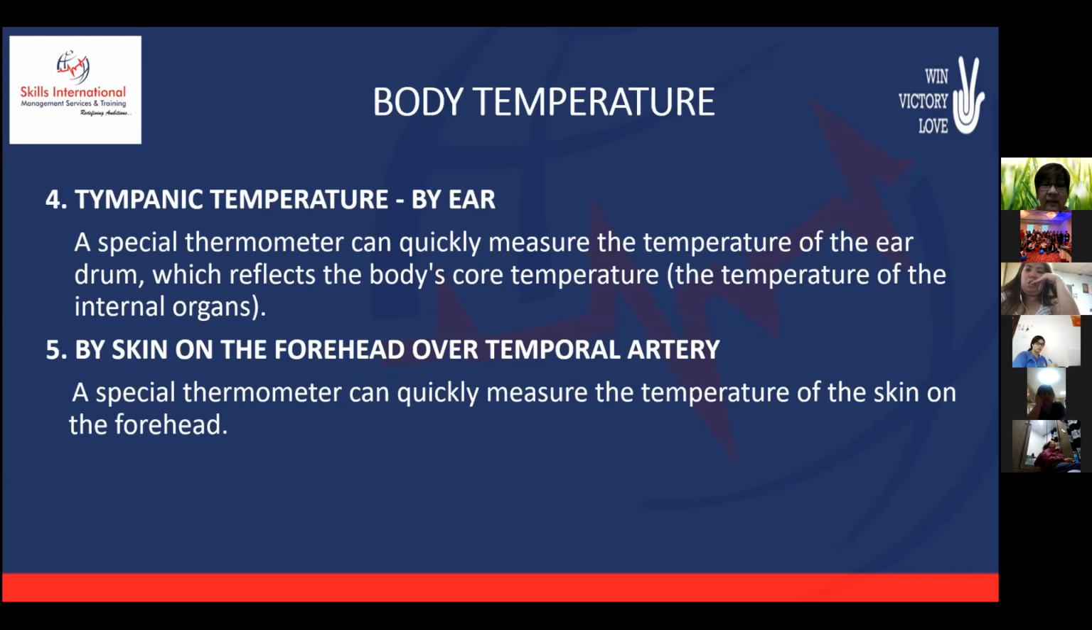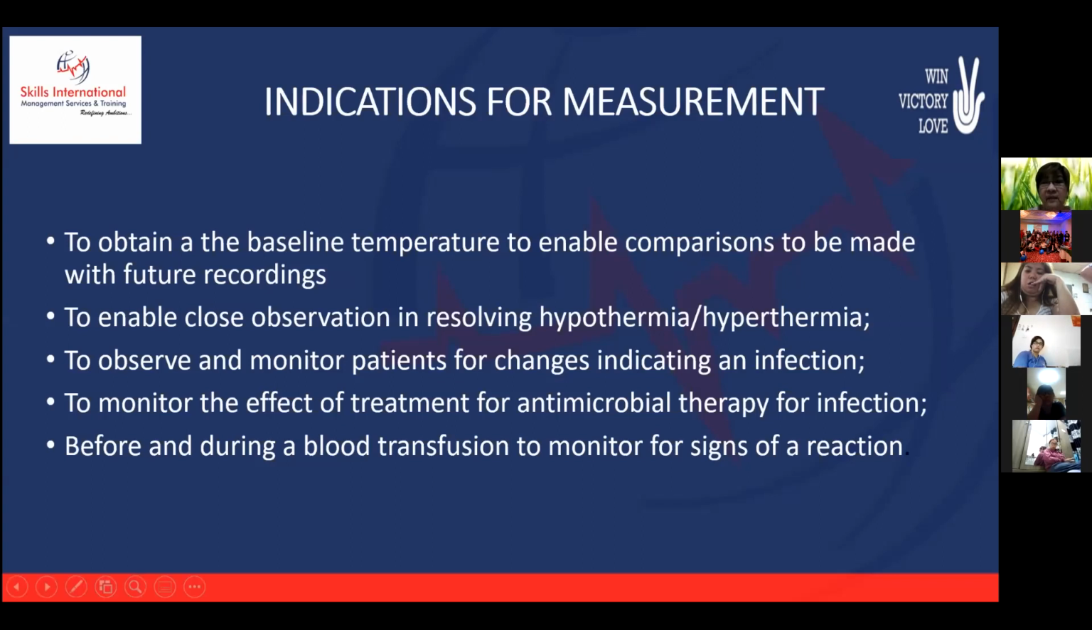By skin naman on the forehead over the temporal artery. So either na temporal artery siya or sa forehead lang itself, you can manage to take the temperature by skin. A special thermometer can quickly measure the temperature of the skin on the forehead. So yun yung ating mga temperatures to be taken doon sa mga part na yon.